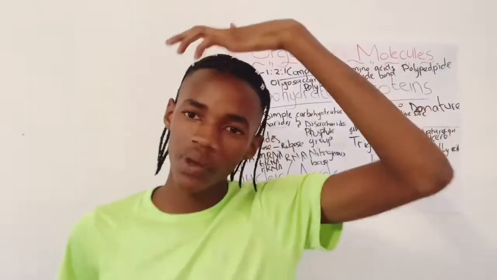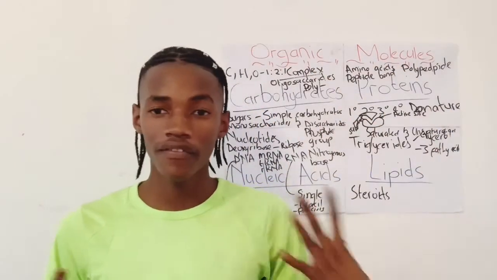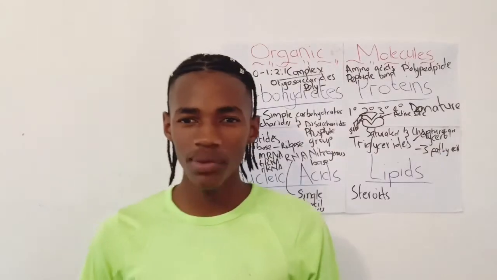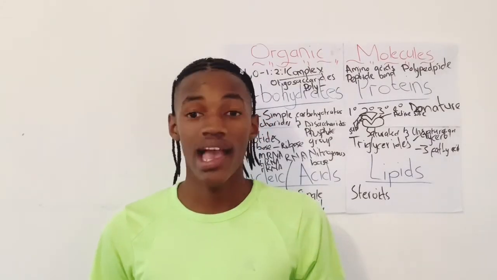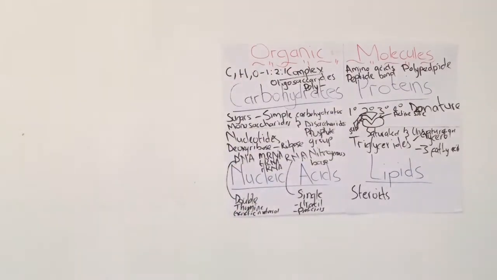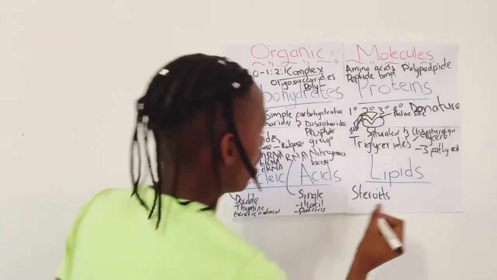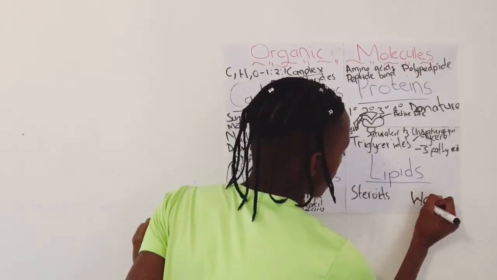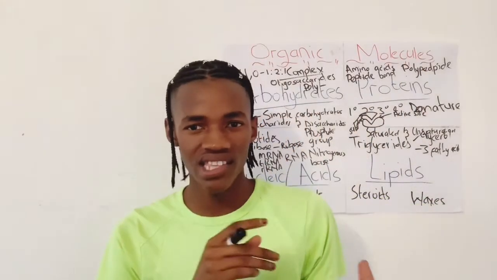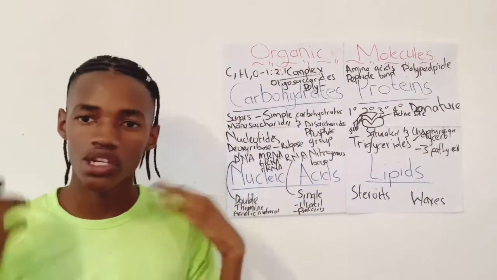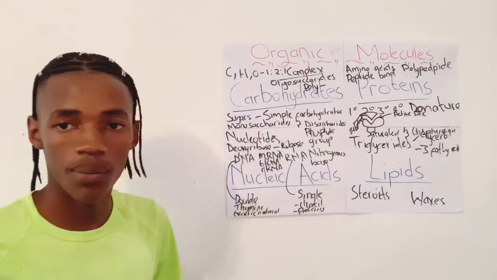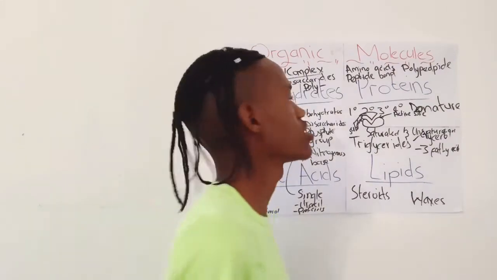All right, and then now we also have steroids, which are pretty much four fused rings, and they stabilize animal membranes, and they're responsible for sex hormones. And then the last one that we are going to discuss is waxes, which are pretty much fatty acids and alcohols joined together, and they function as waterproofers.